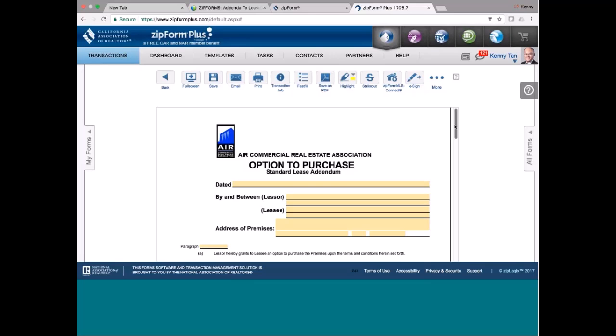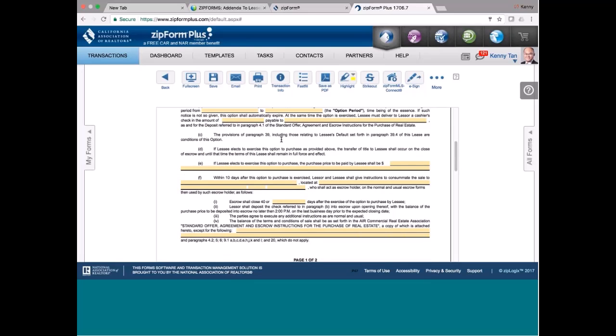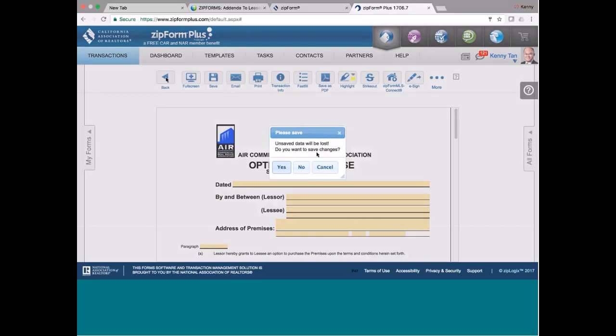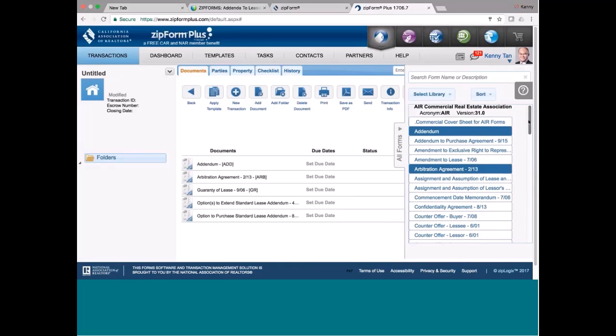Remember, there are certain provisions that must be satisfied in order to make it a valid option to purchase. One of which has to do with how you're going to determine the purchase price. Again, we don't have time to go over this today. We will pick a day just for that one particular form. Today we just generally understand what the different types of addenda are. All right, that's option to purchase.